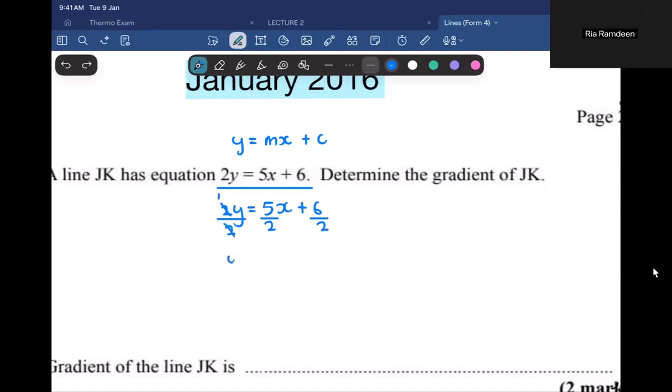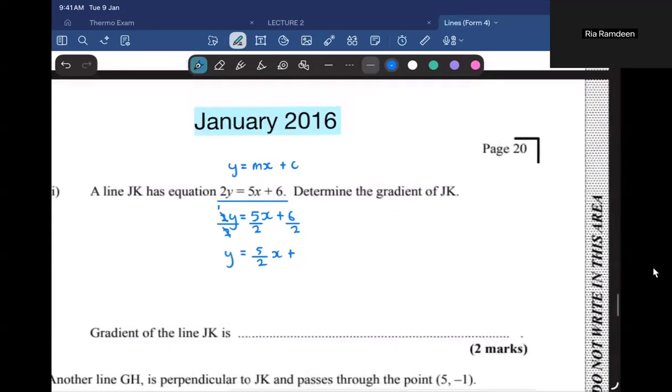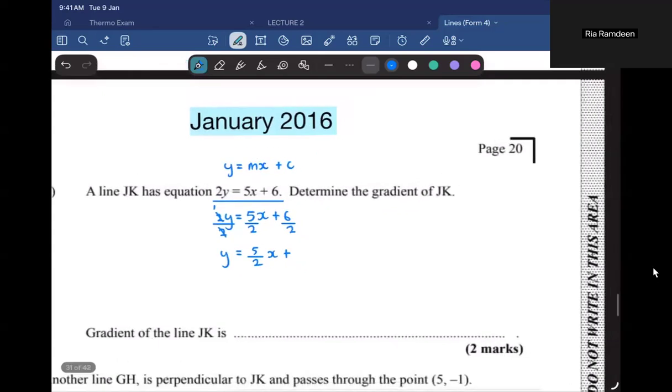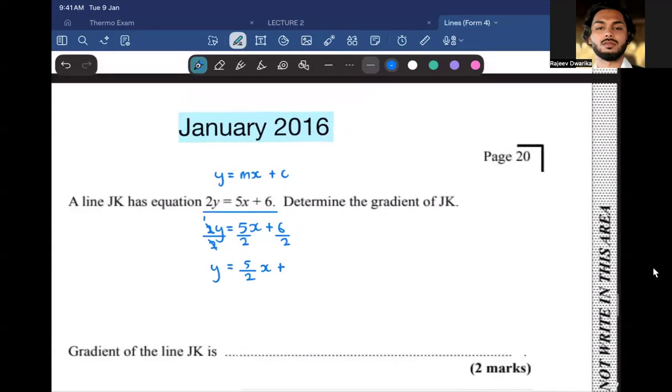So y is simply equal to 5 over 2x plus what? 6 over 2 is 3. All right, so Ria, tell me then, what is the gradient of JK? 5 over 2. Great. Priscilla, are you okay with that? Yes, sir.